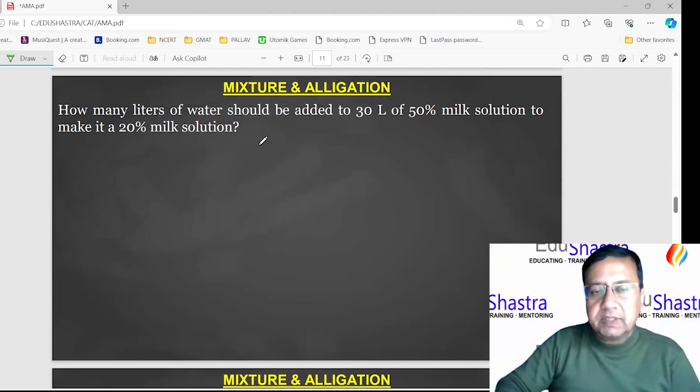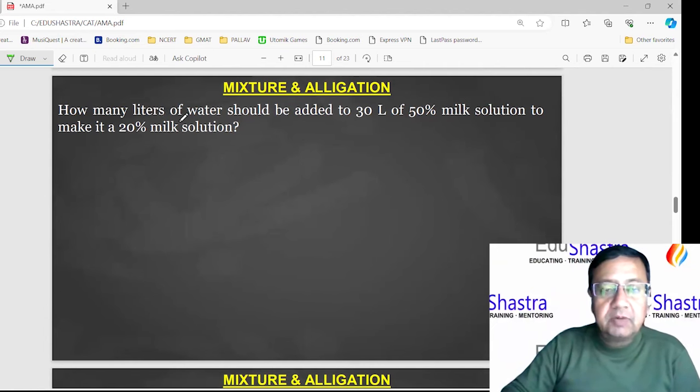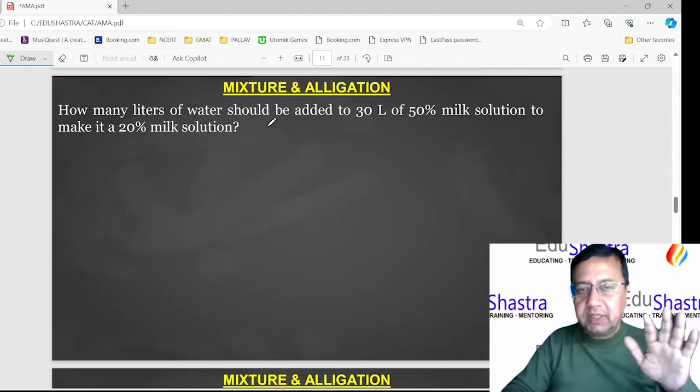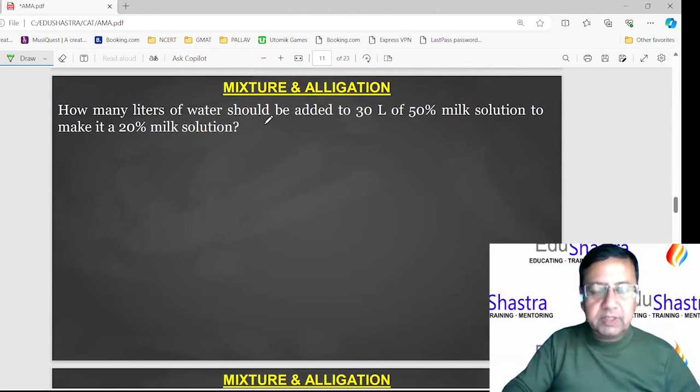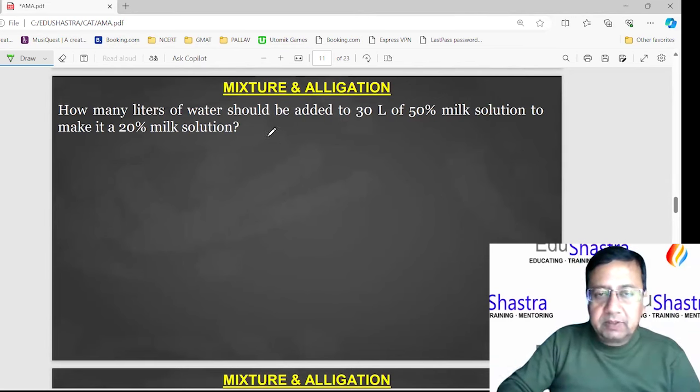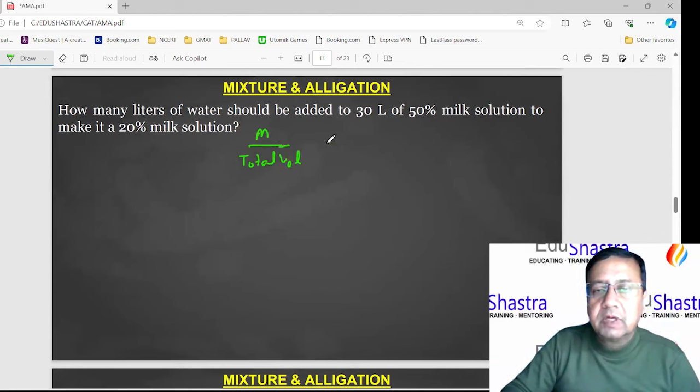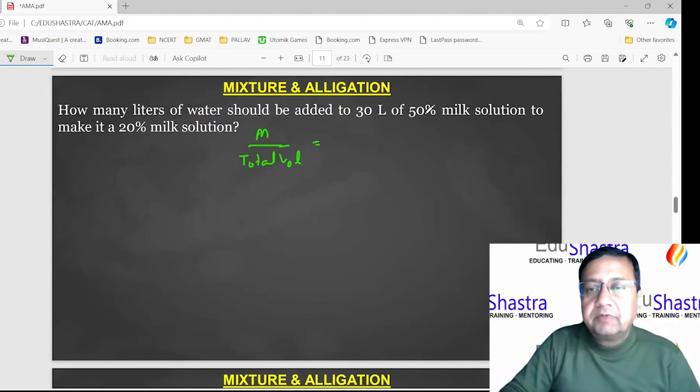Okay, so see this. How many liters of water should be added to 30 liters of 50% milk solution to make it a 20% milk solution? Initially in a solution, there are some parts of milk and some parts of water. So if I want to calculate, I say milk to total volume. Now, how much is the milk? 30 liters of 50% milk solution means half part is milk. So how much is the milk? 15 liters of milk, right?